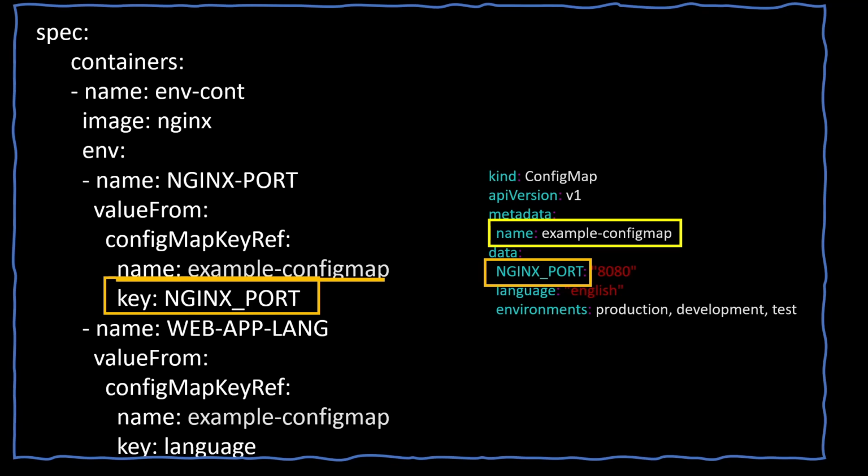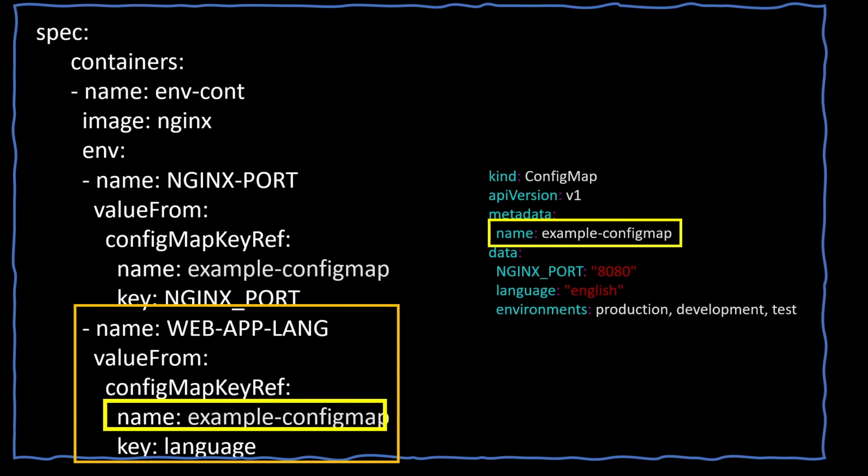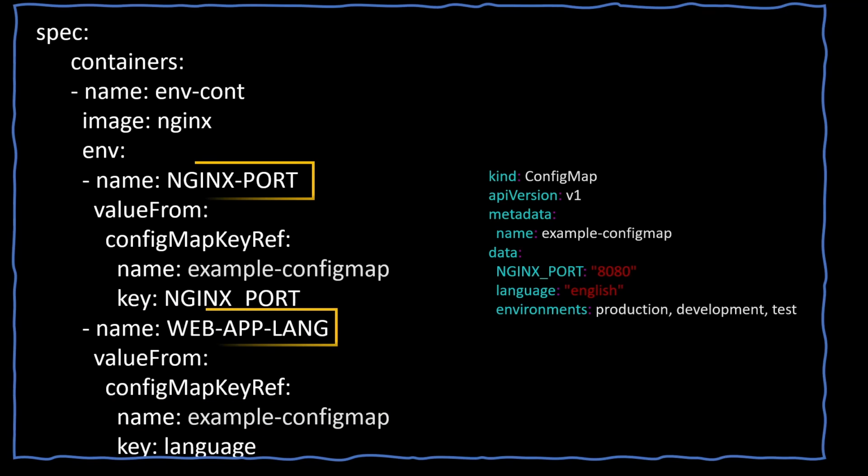Again, we are going to insert second variable, and the name of this key variable is web app lang. We can use any name, no limitation. In this example, we are using the same config map. This is the reason we are using this config map name. Please note that we can use other config map too. There is no limitation to use only one config map. From this config map, we want to insert second key, that is language. In the container, we will observe these two variables names, that is enginexport and web app lang.